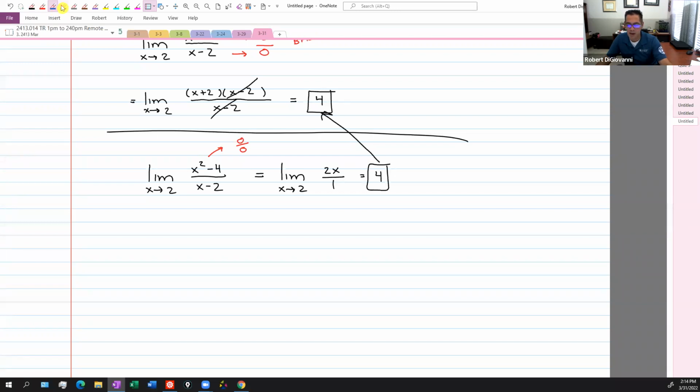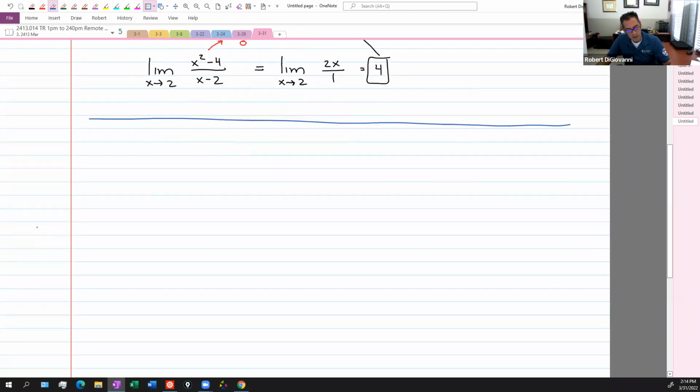Let's do another one. I'm not going to give you the rule yet. How about this one? The limit as x approaches 0 of sine of 5x over sine of 3x. Do you remember how we did these? If we try and plug 0 in, sine of 0 is 0, so we get 0 on top, and sine of 0 is 0, so we get 0 on the bottom.